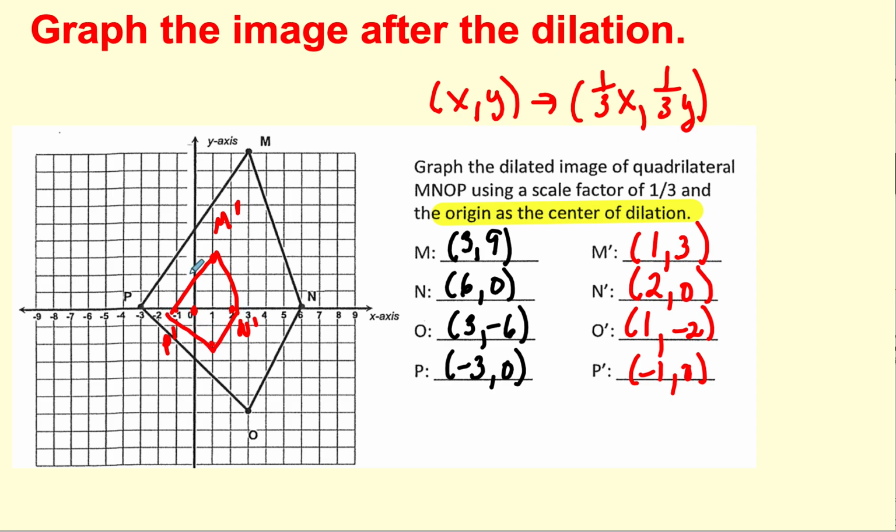And you can see that it's still a quadrilateral. All the angles will remain the same. And it's going to be 1/3 the length. This will be 1/3 of this length. This will be 1/3 of this length, and so on.